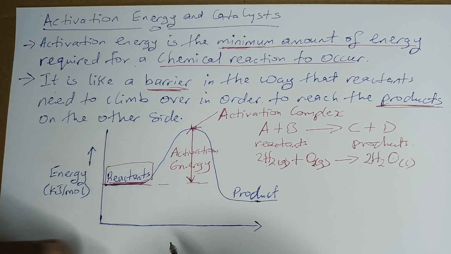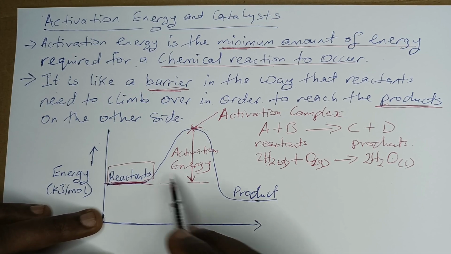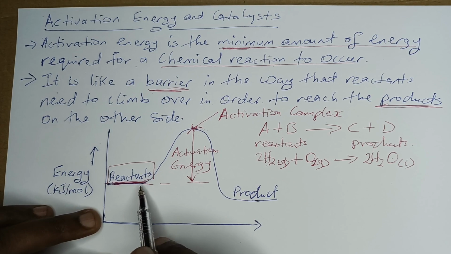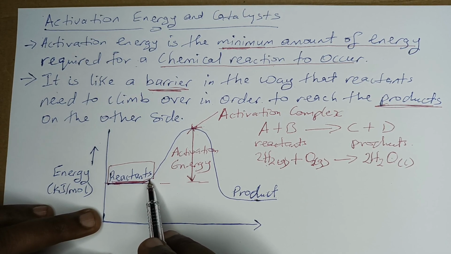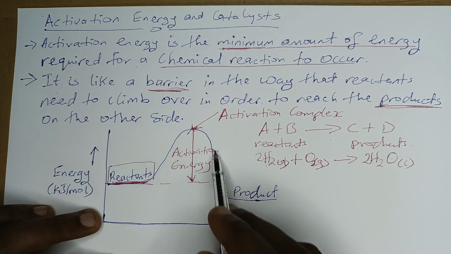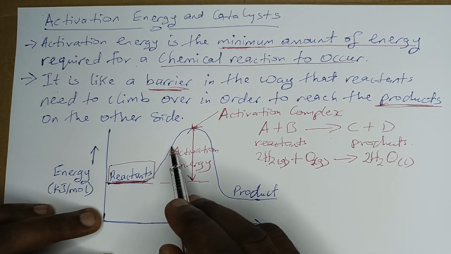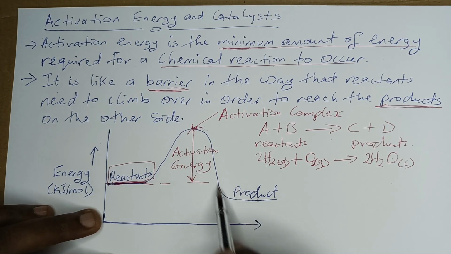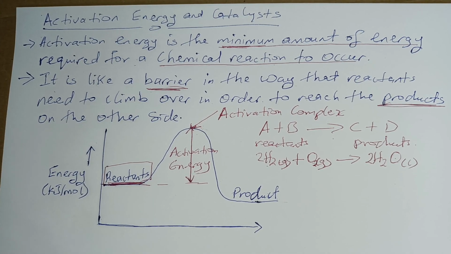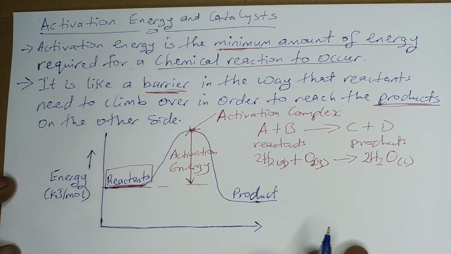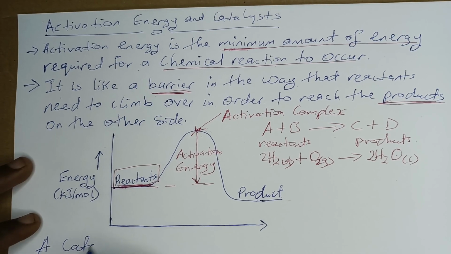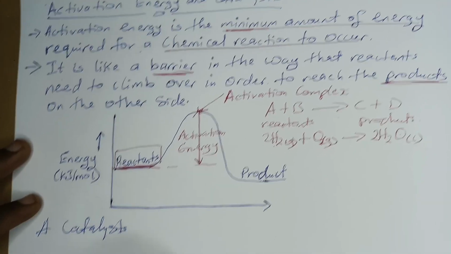Now, moving ahead, there is a way in which we can limit this, because when the reactant and the reacting body have to climb this mountain, it takes a lot of time. It makes the reaction very slow. How do we make it very fast? We have to introduce something we call a catalyst.